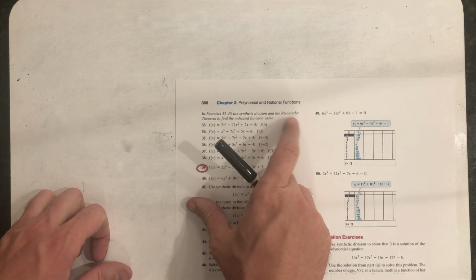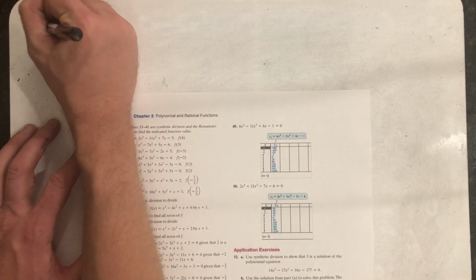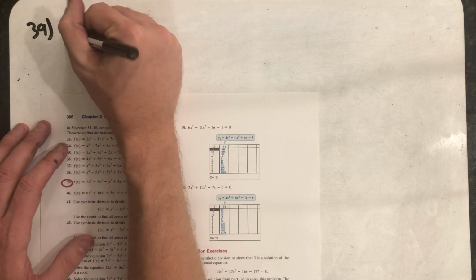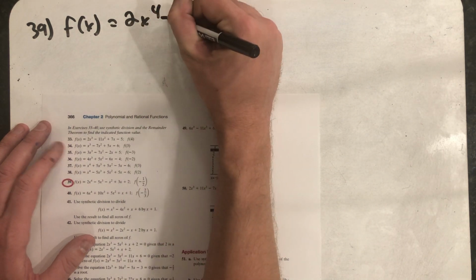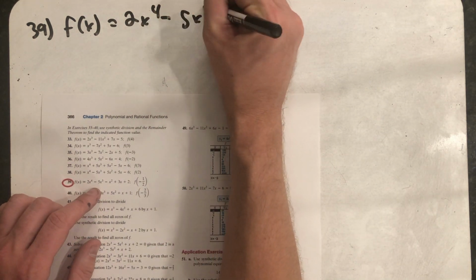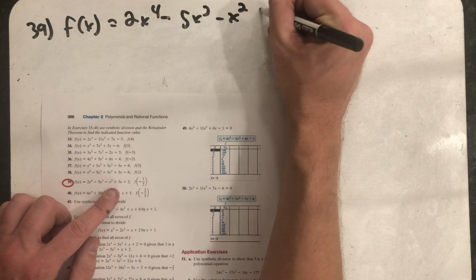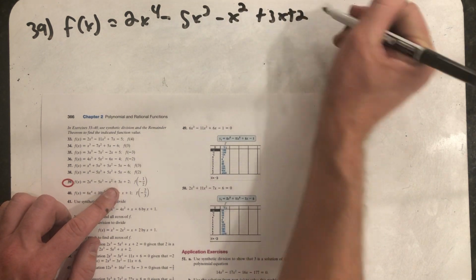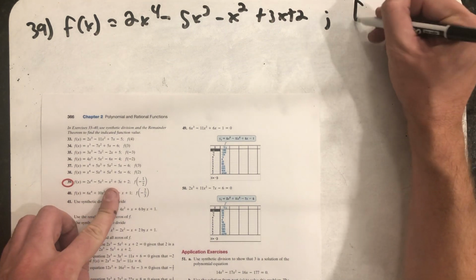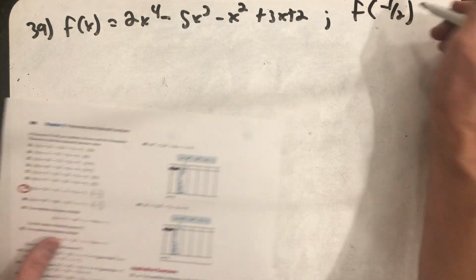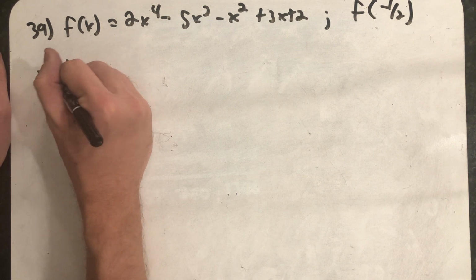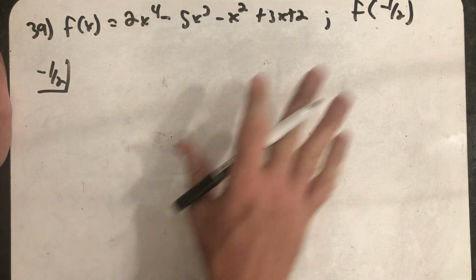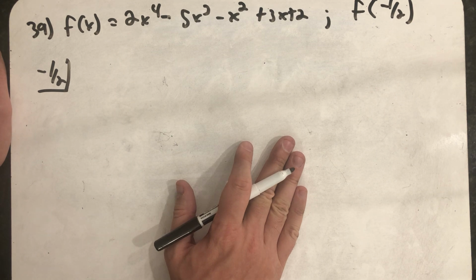Use synthetic division and the remainder theorem to find the indicated function value. Well, here in number 39, we're given f of x is 2x to the fourth minus 5x cubed minus x squared plus 3x plus 2, and we're asked to find f of minus 1/2. All right, well, what the remainder theorem says is that when I do the division, f of minus 1/2 is going to be my remainder.